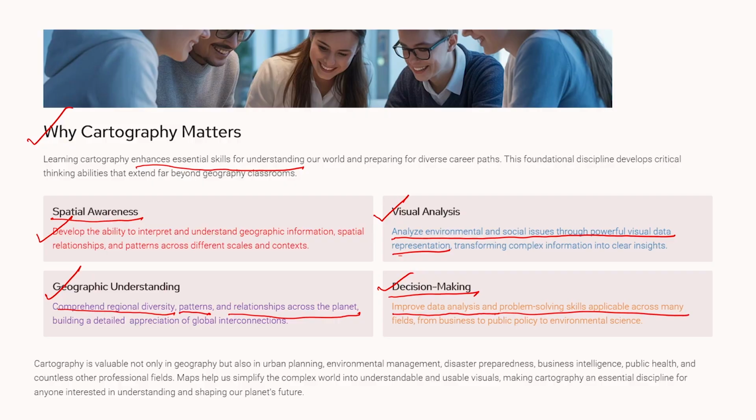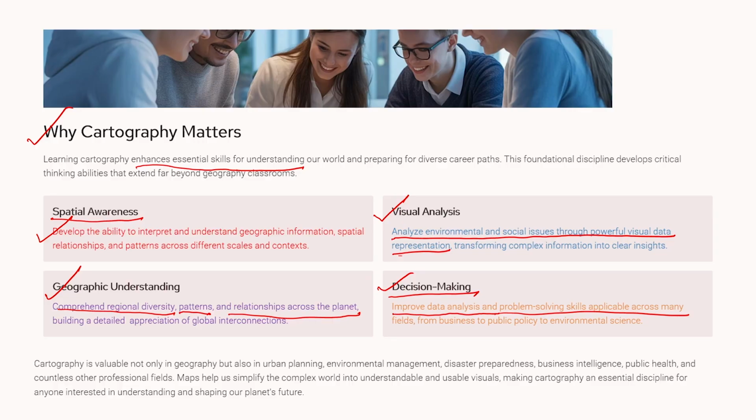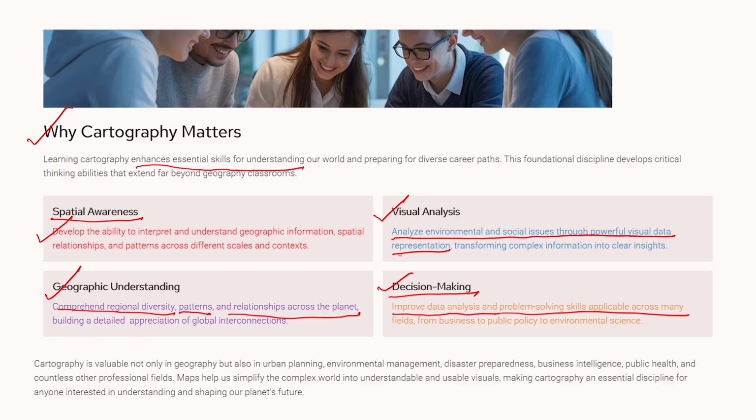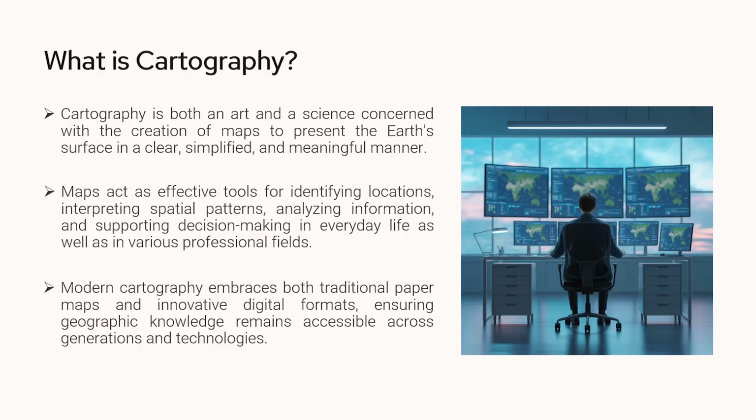So, cartography is a visual representation of geographic entities. When you learn this, automatically you will develop skills like spatial awareness, geographic understanding, visual analysis, then decision making. Here I mean spatial decision making, where you can locate your house, where I can have a particular institute, where I can start a new industry or new department store, that is spatial decision making. So, what is cartography now?